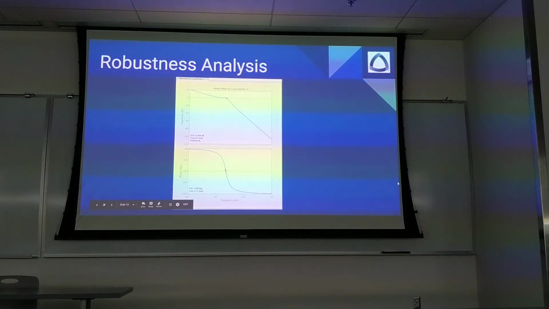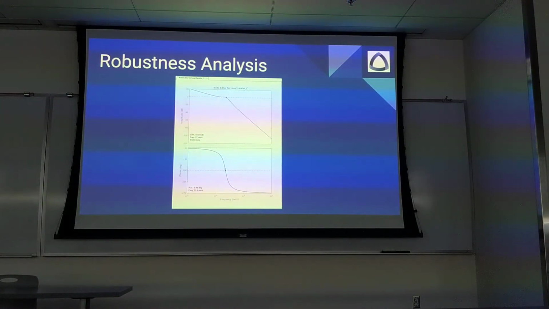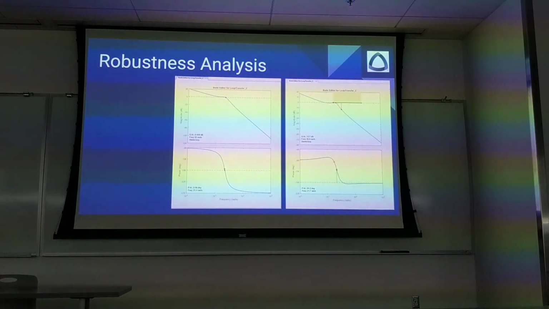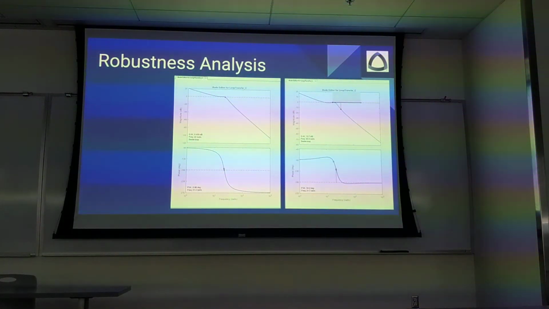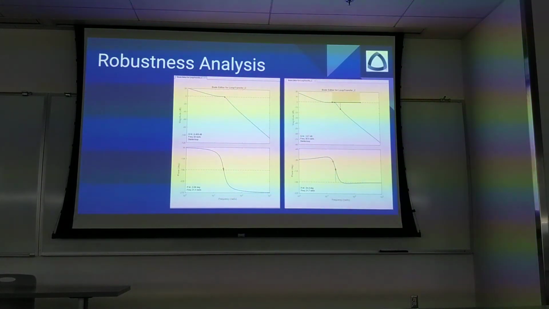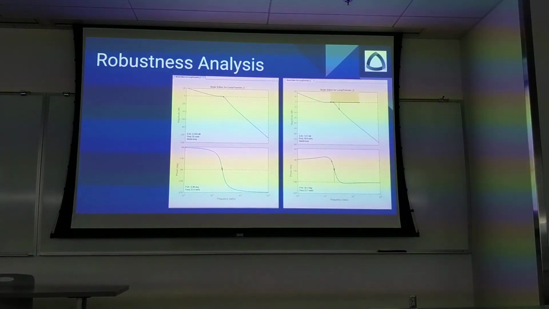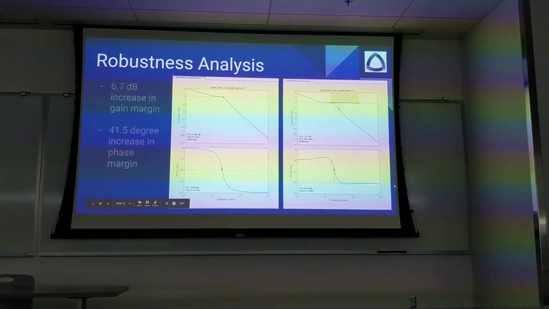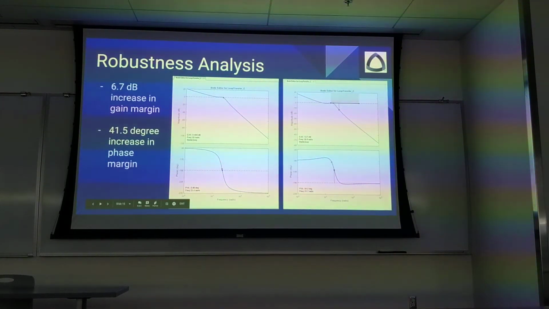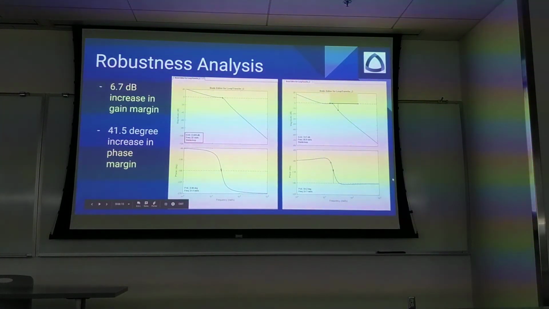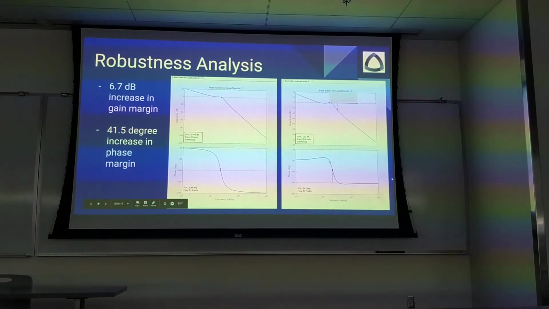For the robust analysis, we looked at the gain and phase margins. The plot on the left is the original transfer function, while the plot on the right is for the transfer function with the controller. As you can see, there is a 41.5 degree increase in the phase margin and a 6.7 decibel increase in the gain margin.